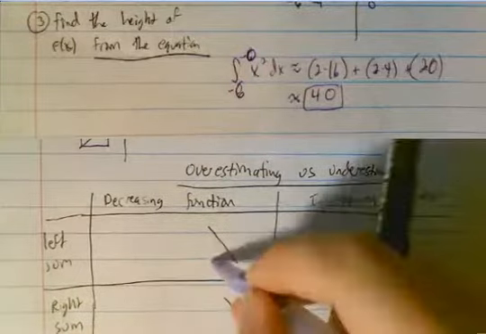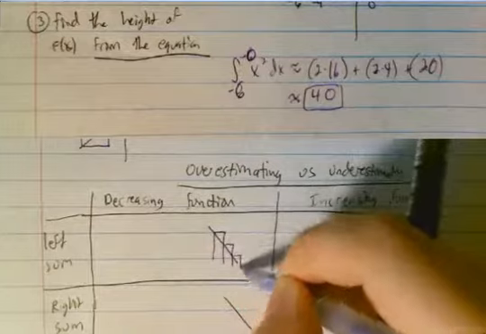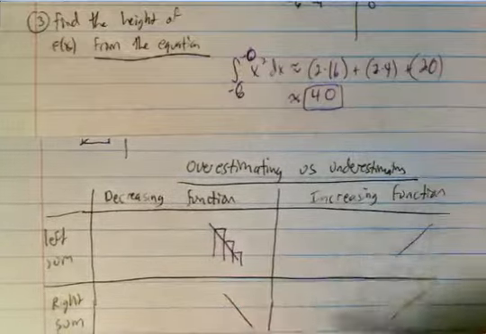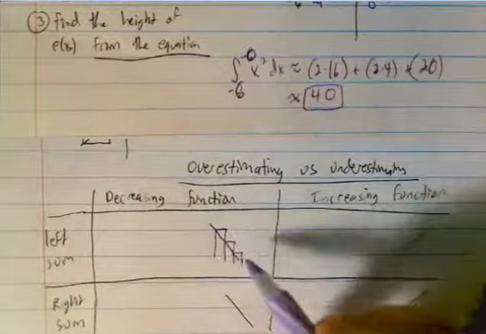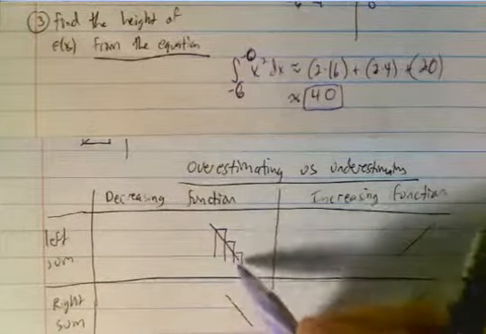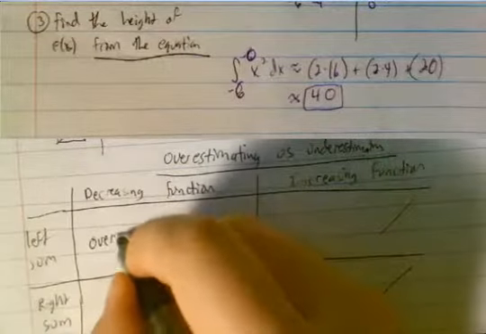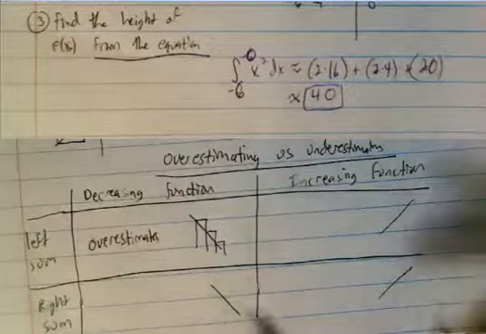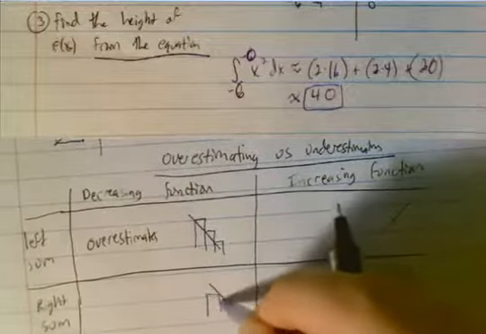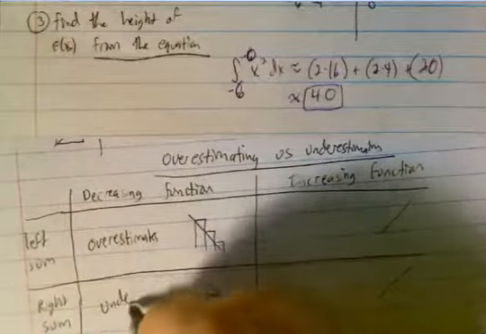And so you notice if we do a left sum, so we're coming up here and the left side is touching, then the area inside the purple rectangles is greater than the actual area under the curve. So in this case, a left sum with a decreasing function overestimates. A right sum does the opposite. The right side is touching, and we can see that it underestimates.